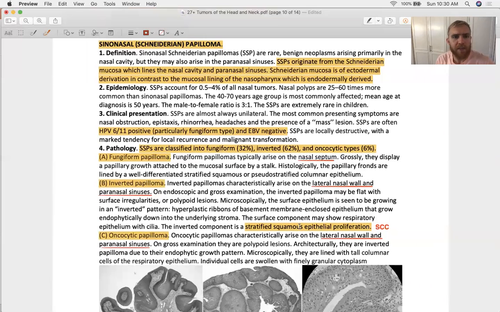So let's talk about SSPs, sinonasal Schneiderian papillomas. It's called Schneiderian because the Schneiderian endothelium or mucosa is what this tumor grows out of. It's a papilloma, meaning it's going to have like fronds or finger-like projections to it. It's going to be shaped like a sea anemone, kind of. And it's a benign neoplasm. May originate from either the nasal cavity or the paranasal sinuses.